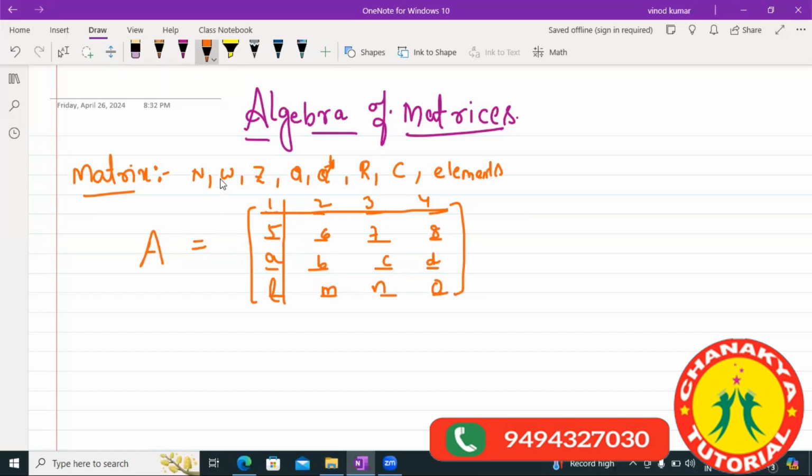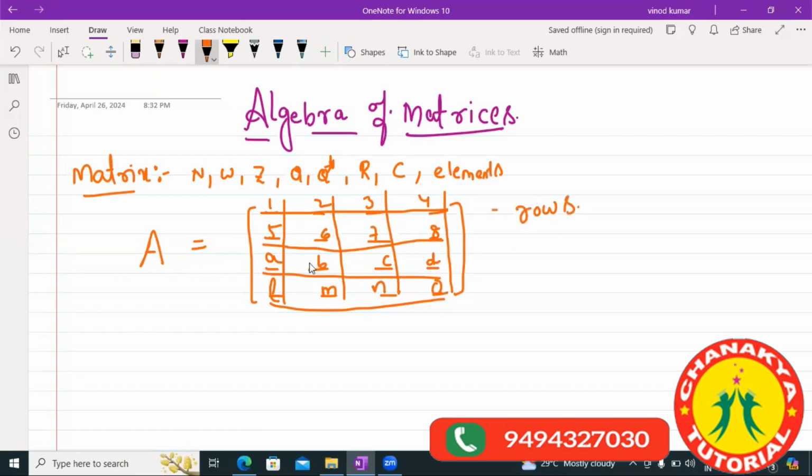Generally we write a matrix like this: A11, A12, and so on. Here, how many vertical lines are there? This is the first vertical line, second vertical, third vertical, and fourth vertical. This is the first horizontal, second horizontal, third horizontal, fourth horizontal. Horizontal lines are nothing but rows. Vertical lines are nothing but columns.